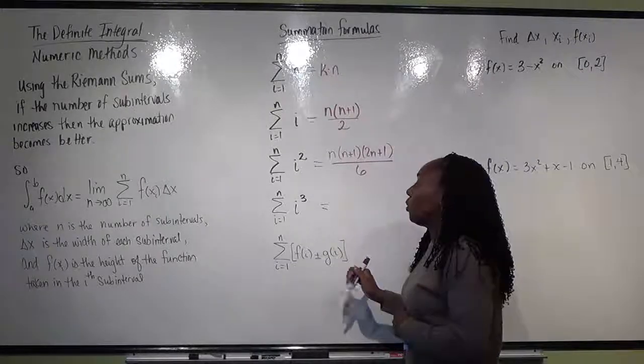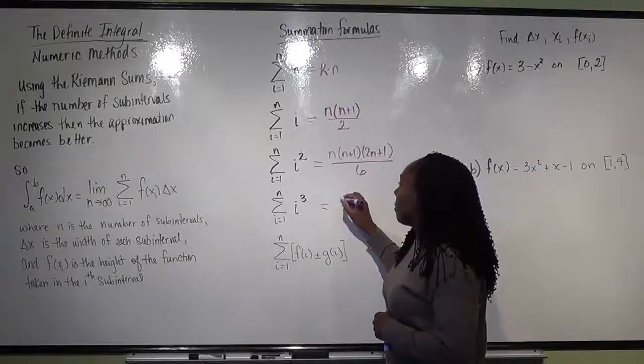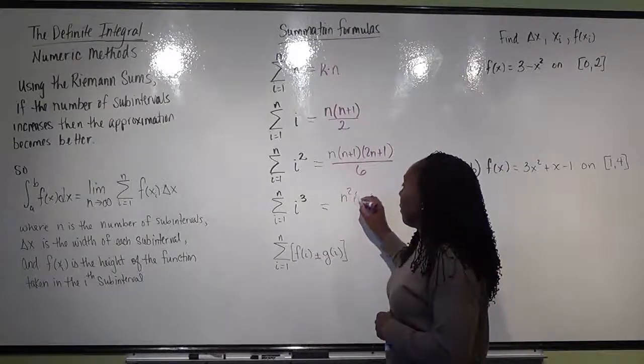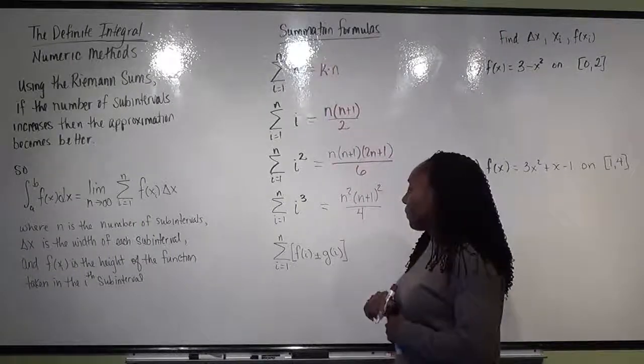And then for i cubed, again, cubing each of my numbers from 1 to n, this is just going to be n squared times (n plus 1) squared, all over 4.